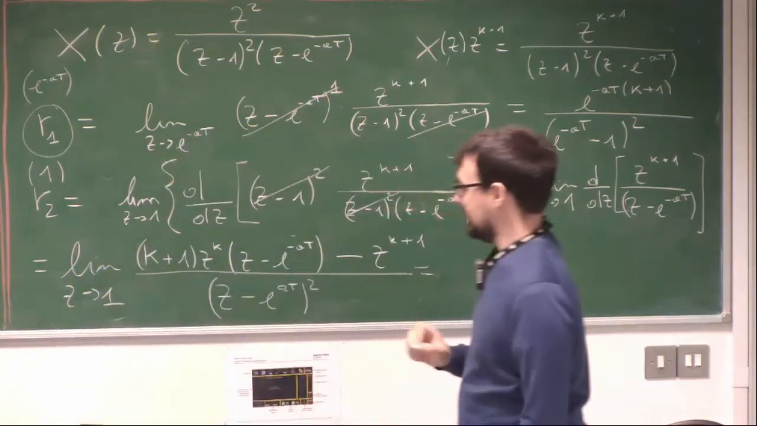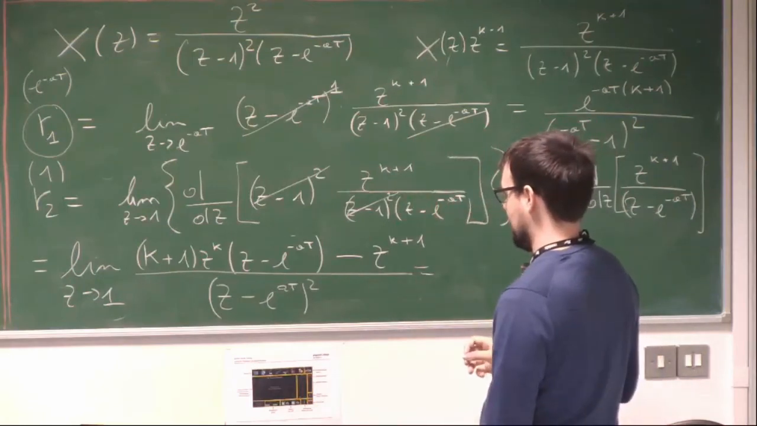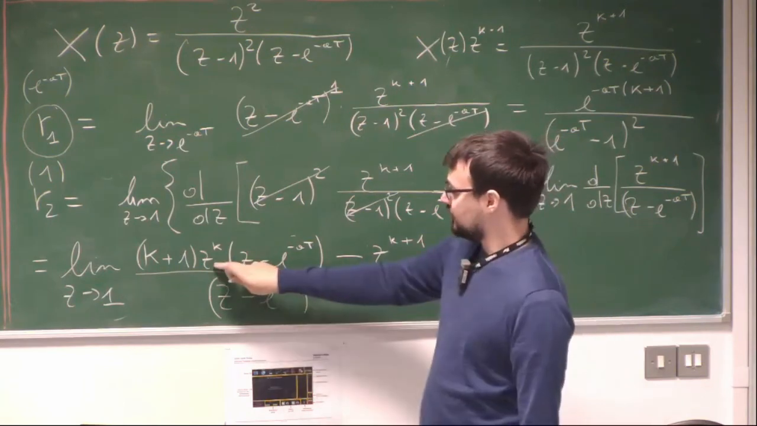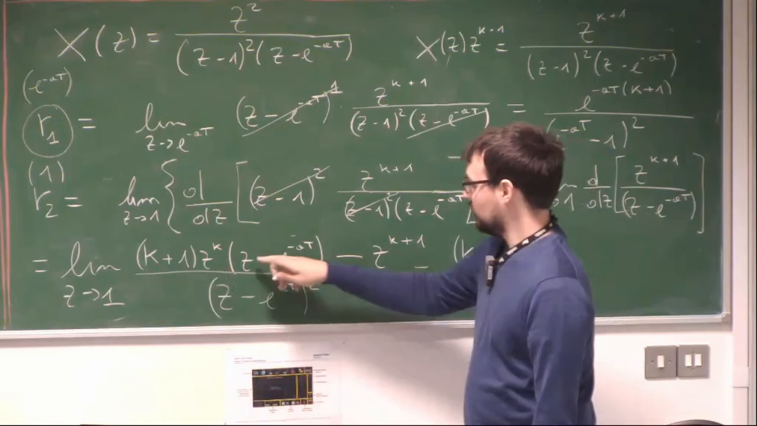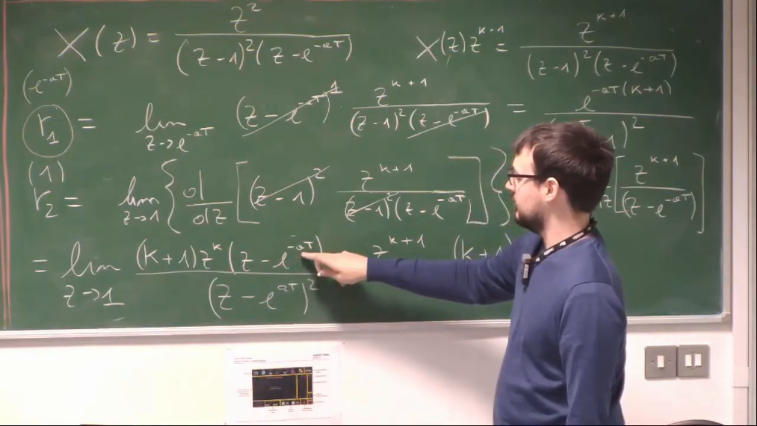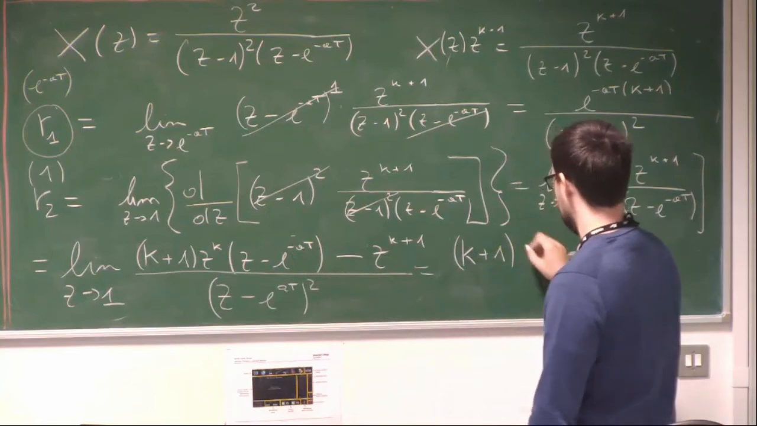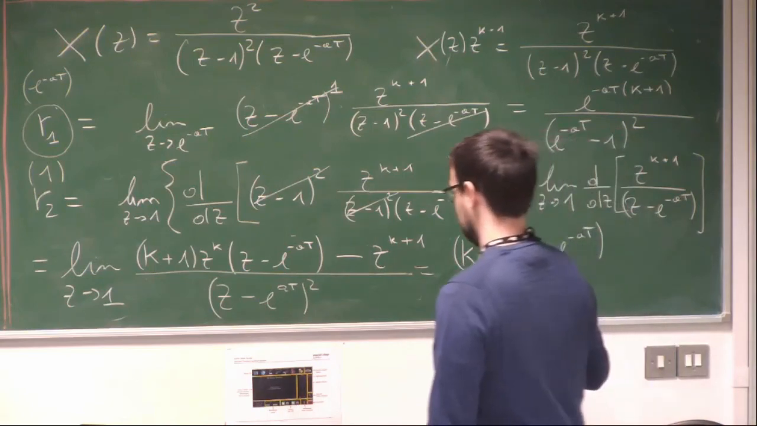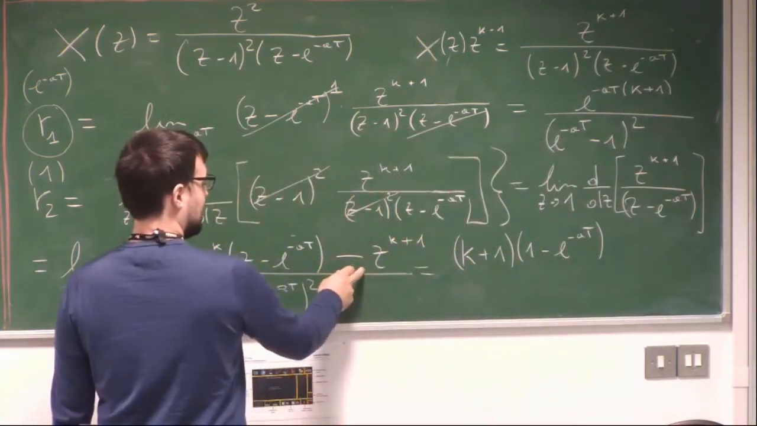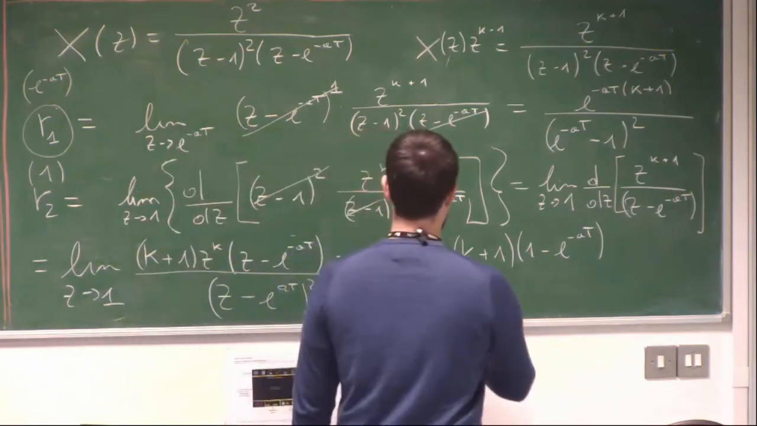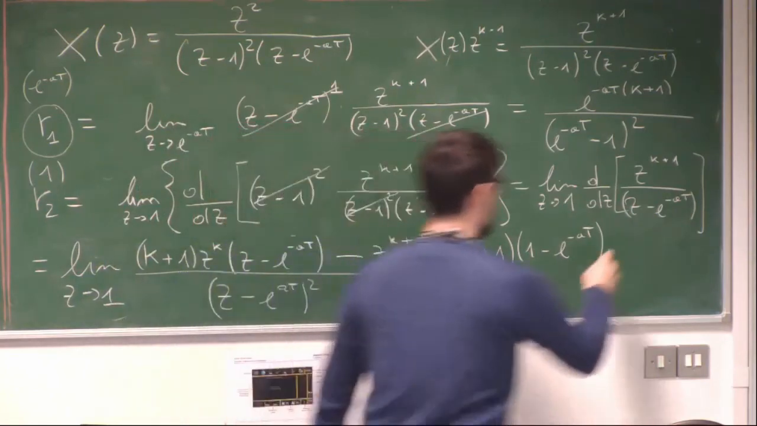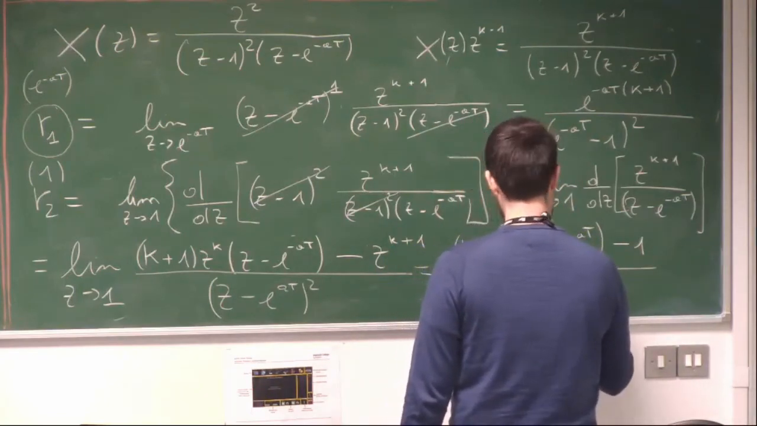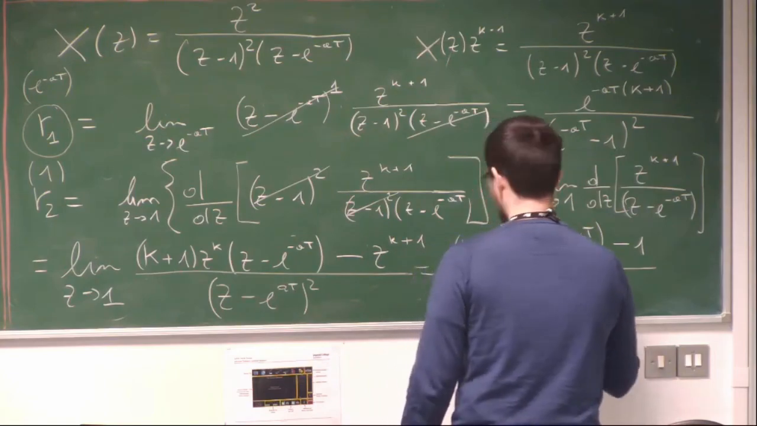Now I compute this limit, so I replace z with 1, okay? So we get k plus 1, then multiplied by 1 power k, that is 1, and multiplied by 1 minus e power minus aT, minus 1 power k plus 1, so 1 power whatever it is 1, so it's minus 1, okay? Divided by 1 minus e power minus aT, squared, okay?